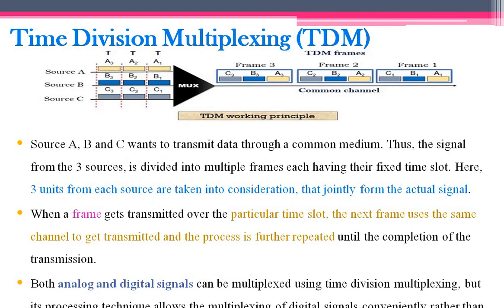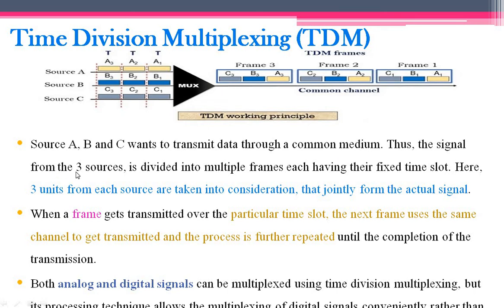Now, for the overall explanation, I'll repeat this. I have given the explanation over here. Please do write it down. So what you are having, source A, B, C that wants to transmit the data through a common medium. Yes or no? This is the common medium.